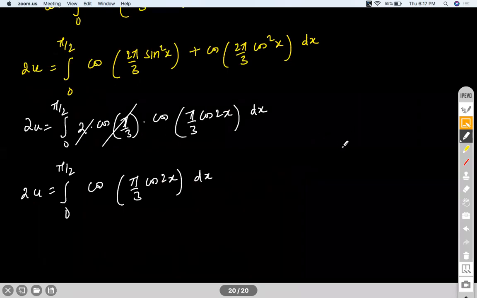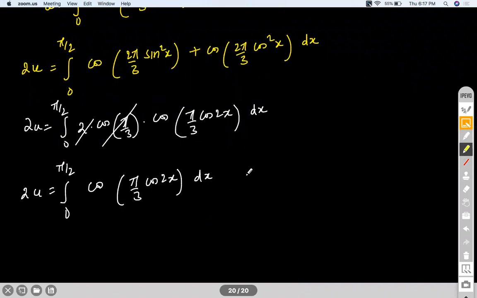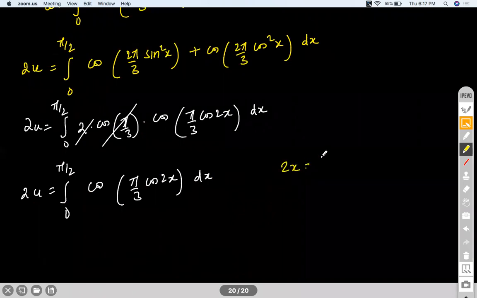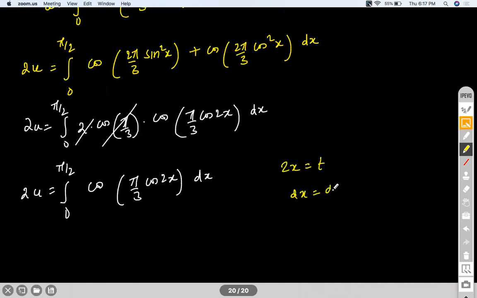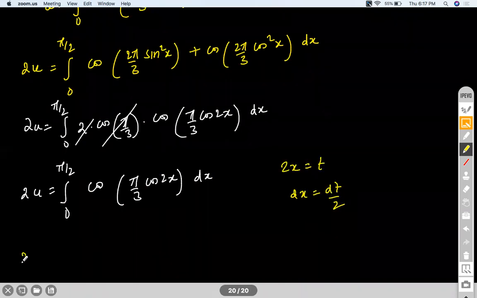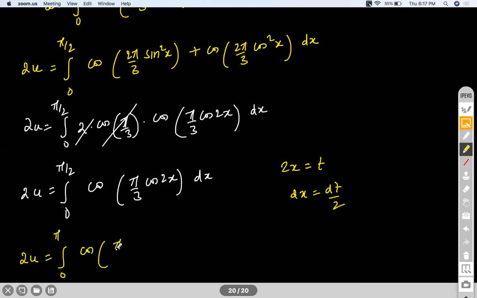Now, in order to bring it to your expression of v, can I make a substitution over here? Can I call 2x as t? So dx will be equal to dt by 2. So 2u equal to integral from 0 to pi of cos pi by 3 cos t, dx is dt by 2, which is half.